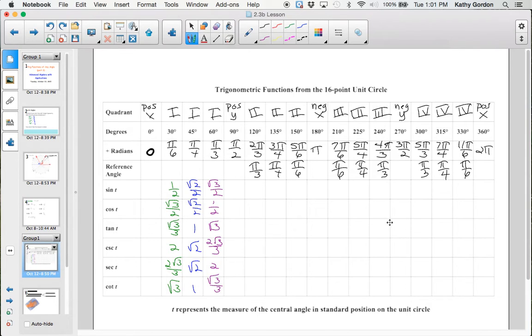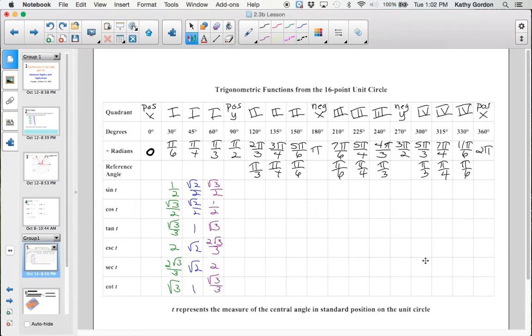Okay, so if it's 4 pi over 3, it's going to be pi over 3 as the reference. If it's 7 pi over 4, it's going to be pi over 4 as the reference. Easy peasy. Don't make it any more complicated than that. Okay? Now, how does that help?